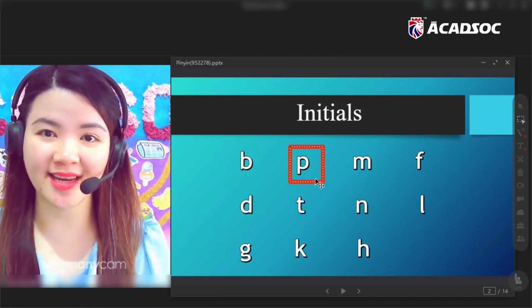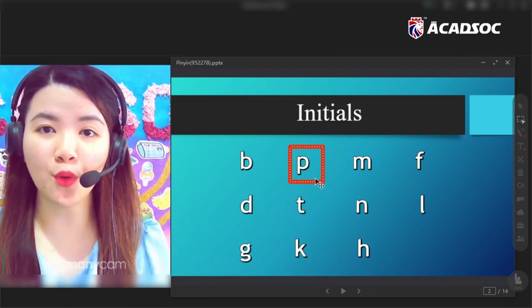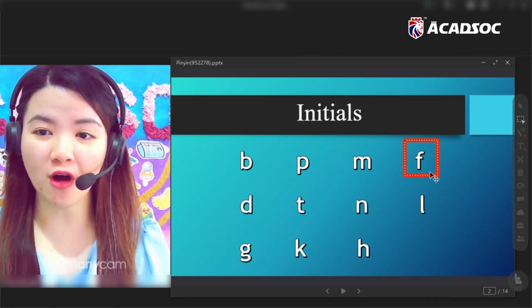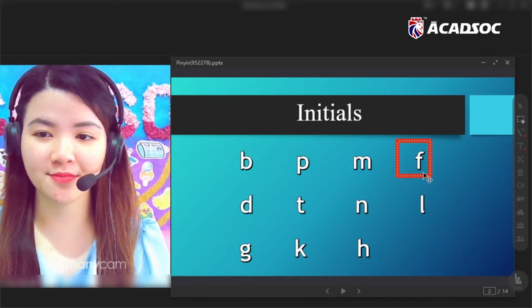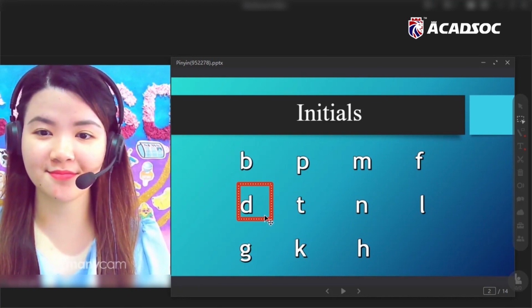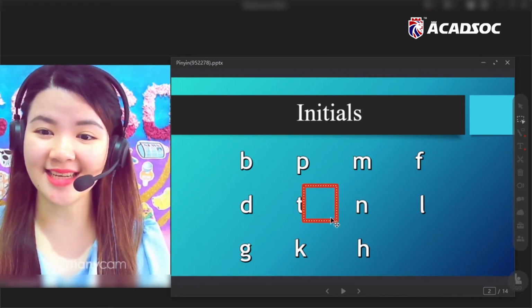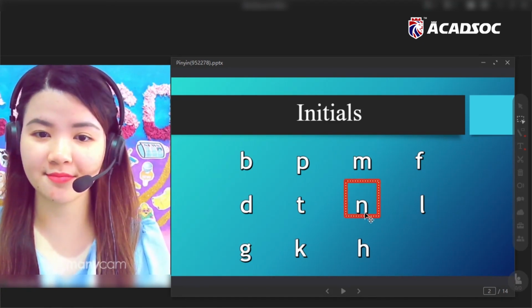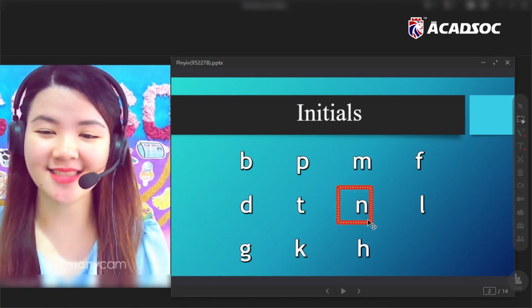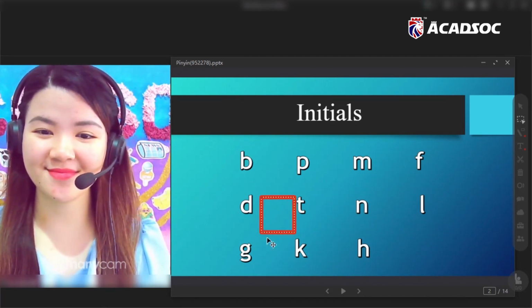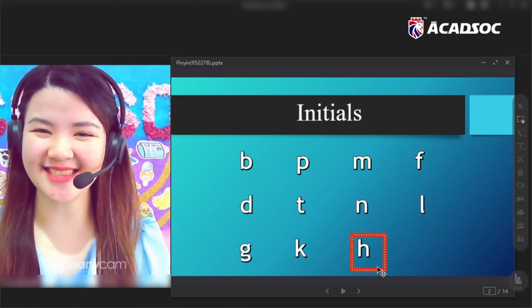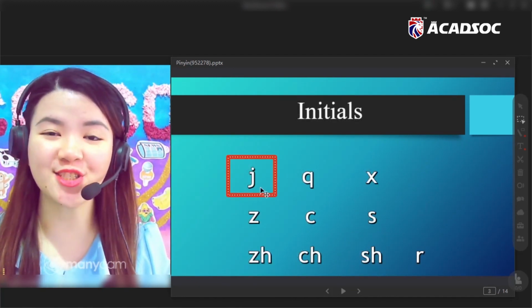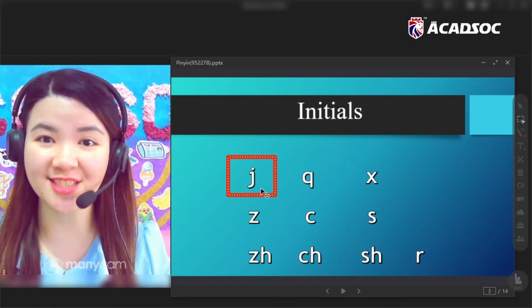Now, this is aspirated, which means you need to breathe out some air. Let's try it again. This is aspirated again. Great. This group of initials is challenging to pronounce, and I'm still having a hard time mastering each sound.